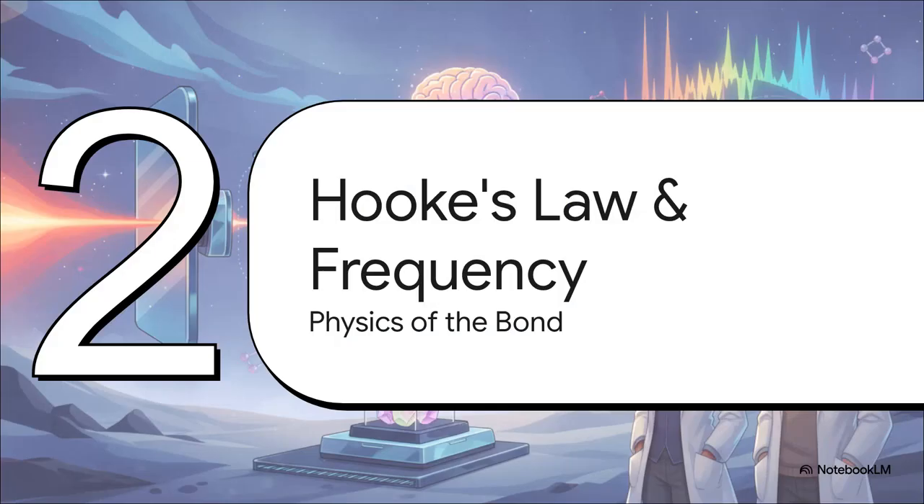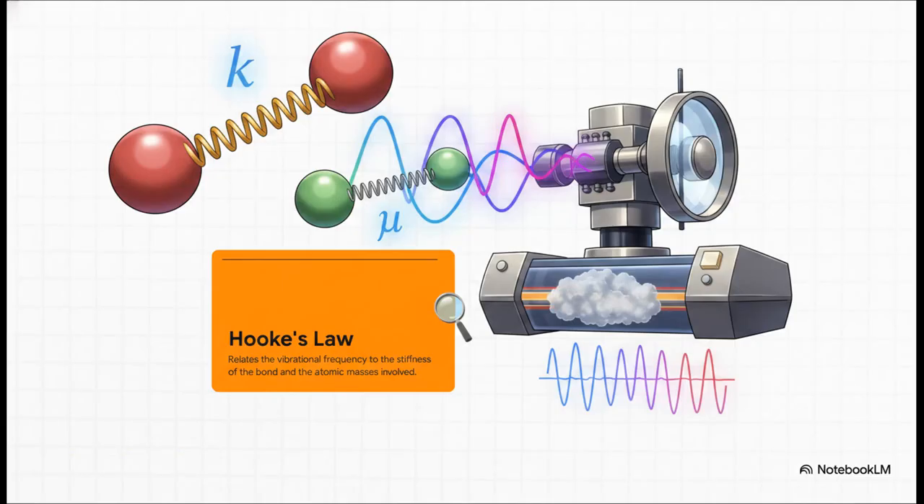Section 3, Hooke's law and frequency, the physics of the bond. Let's look at how this molecular dance builds into mathematical certainty. We can actually predict where these peaks will appear on a spectrum using a concept from classical mechanics called Hooke's law. Hooke's law tells us that the exact frequency of these microscopic vibrations isn't random at all. It's strictly controlled by just two fundamental variables.